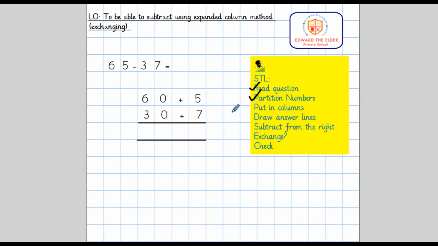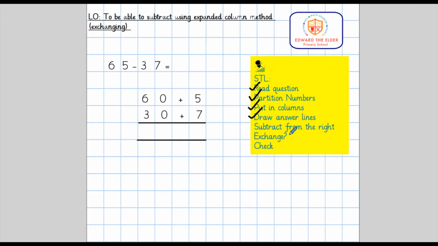Put the numbers into the columns. As you can see, the 60 and the 30 line up into the tens columns, and the 5 and the 7 line up into the ones column. We can tick that off. Now we need to draw our answer lines. You can see I've used a ruler to draw 2 straight lines for my answer lines.